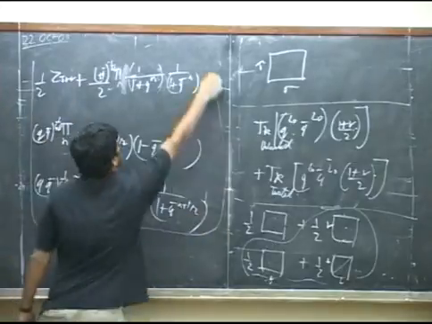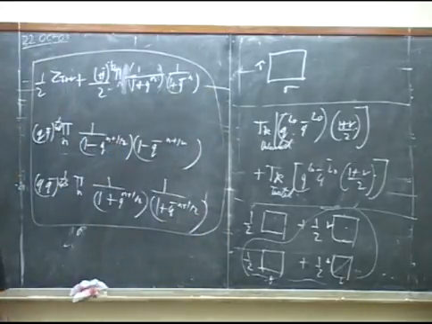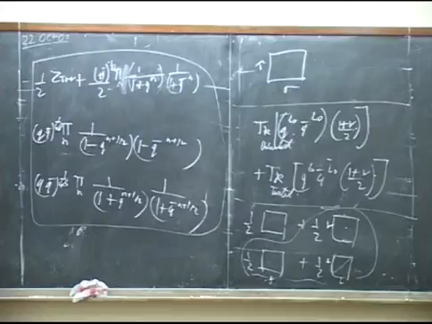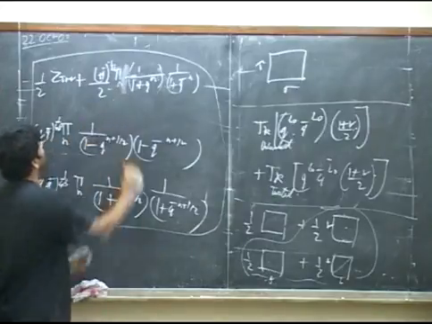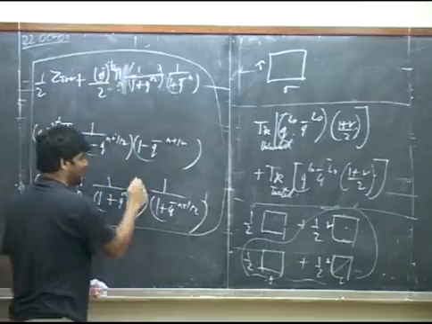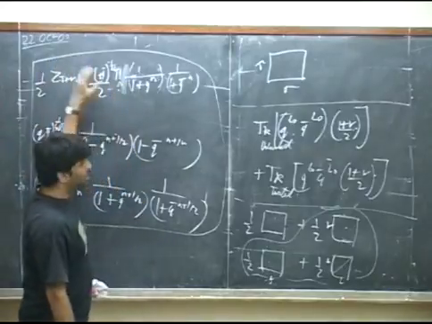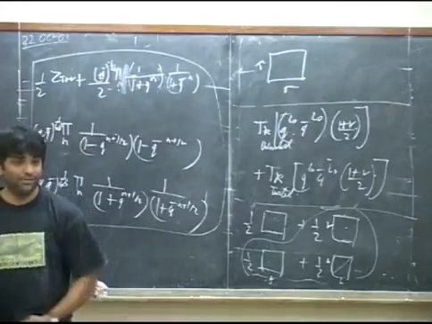Alright, so that's the full answer for the partition function of the orbifold problem. Did you get it? And it's far from obvious that the sum of this plus this plus this is modular invariant. This is obviously modular invariant. Far from obvious that the sum of these three is modular invariant.